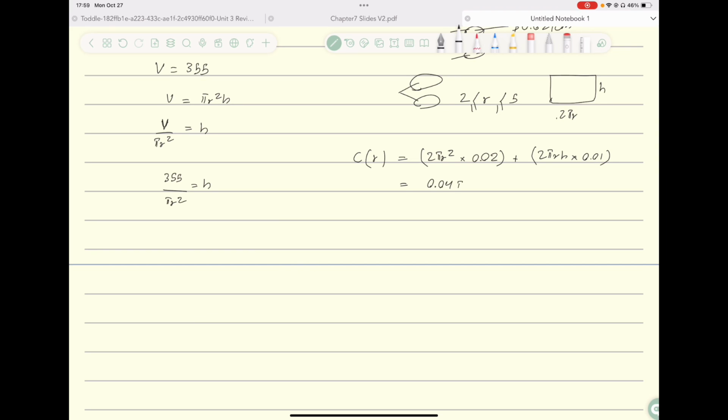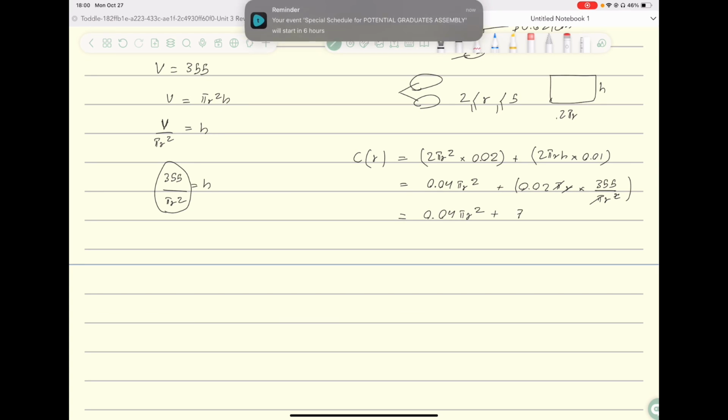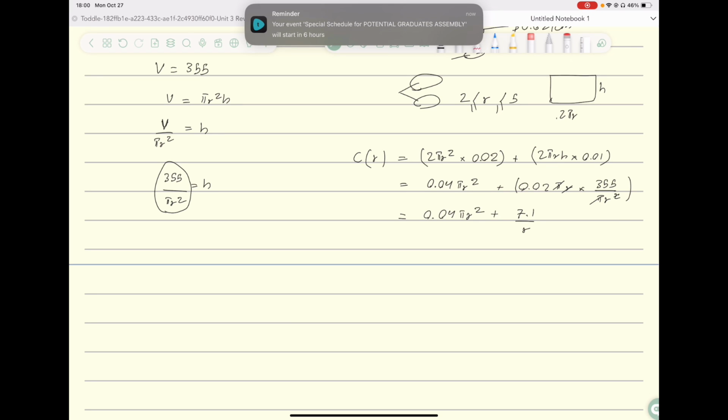Now we can solve this. We get 0.04 pi r squared plus 0.02 pi r h, and we can substitute for h. So we get 355 divided by pi r squared. Now we can cancel pi and one of the r's, and with this equation we get 0.02 times 355, which is 7.1 over r.